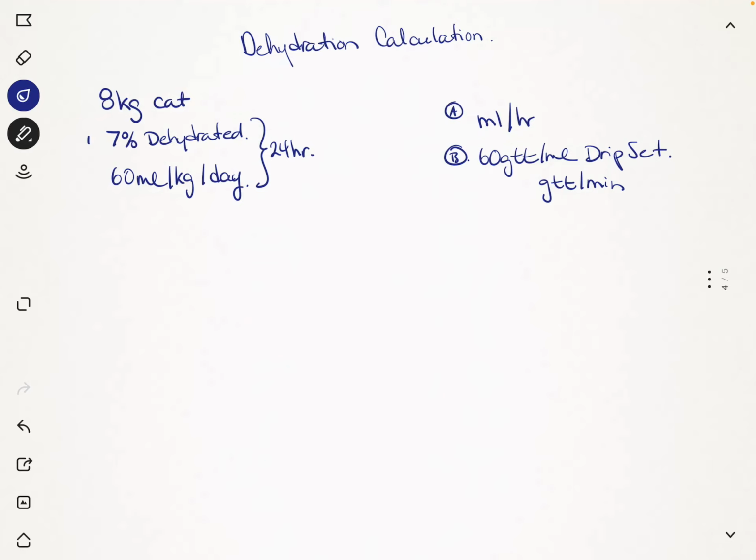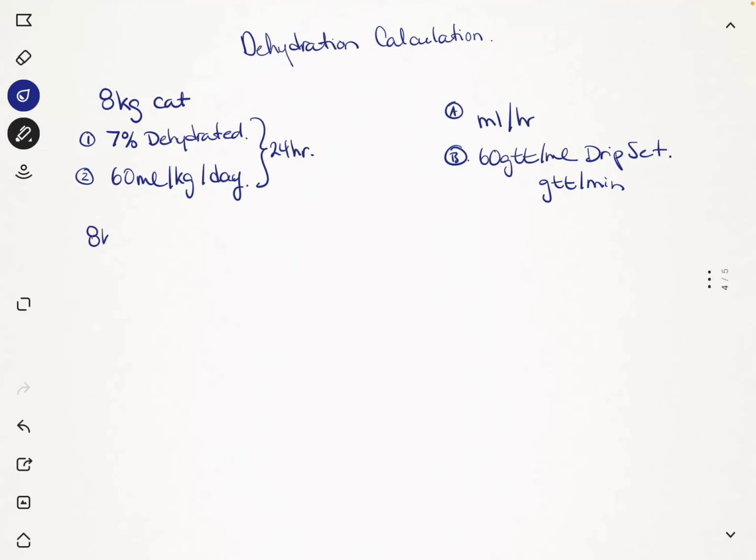So we've got two parts of this. We've got a dehydrated, and then we've also got our maintenance fluids. Okay, so we need to combine these two together to figure out what our total volume we're going to replace for this kitty cat over the period of a day. So let's go ahead and do the dehydration portion first.